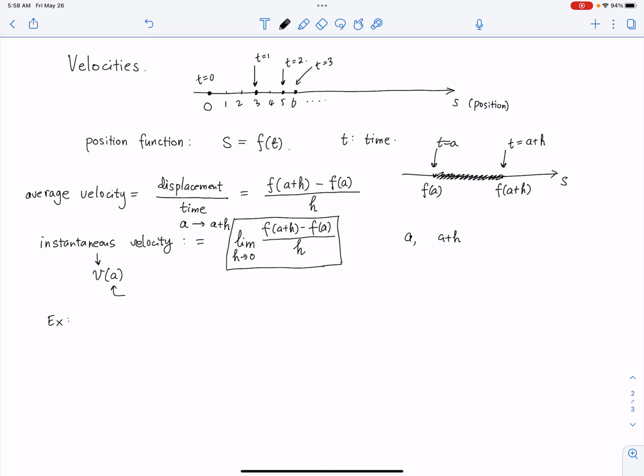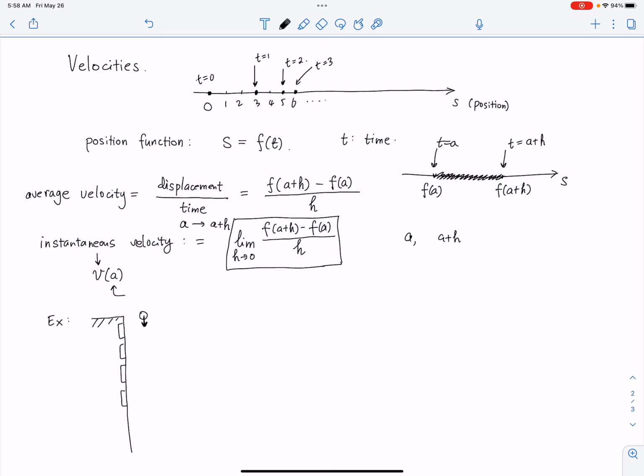So let's try this example. Suppose you have a very tall building like that. Okay, this is a building. And you drop a ball from the top of the building. Okay, you just release that. And we know the ball will fall to the ground, right? The ball will move downward, and the speed will become higher and higher, right?